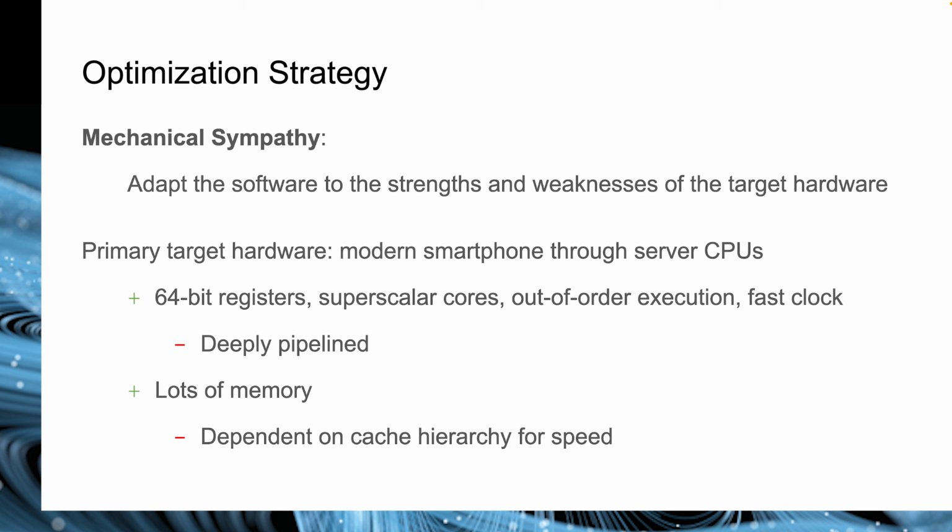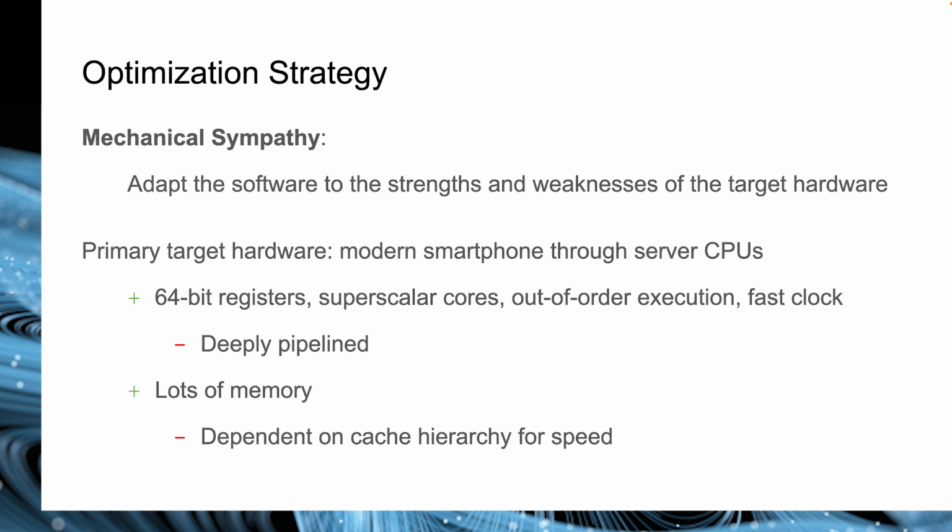And so with that in mind, I started to form my approach to trying to speed up the software based on the concept of mechanical sympathy. This is the notion of adapting what you're asking a machine to do based on an understanding of the machine's strengths and weaknesses so that you can tailor the workload to play to the strengths, avoid the weaknesses as much as possible, and get the most efficient operation out of the hardware.